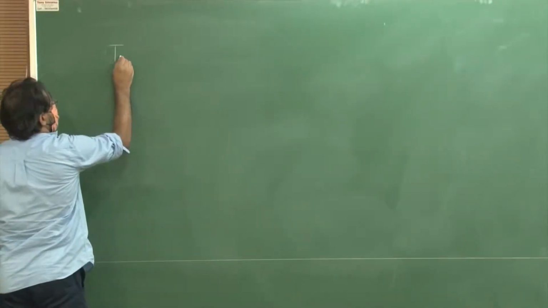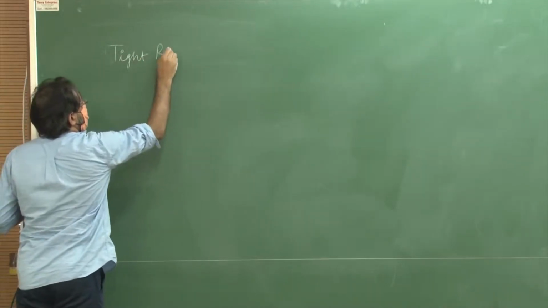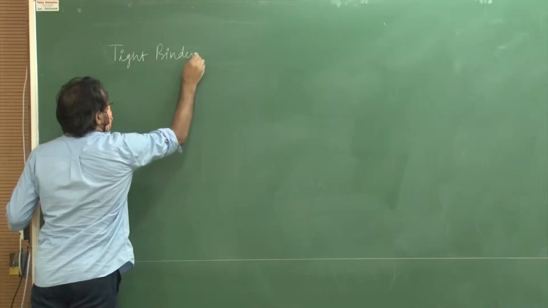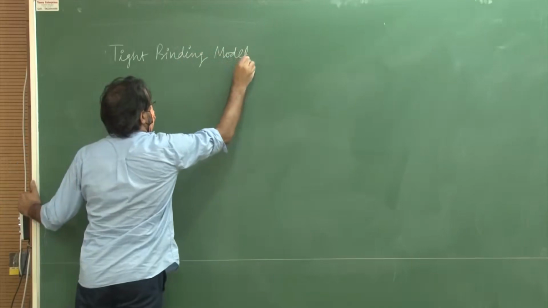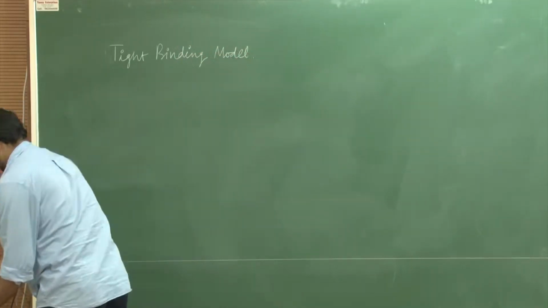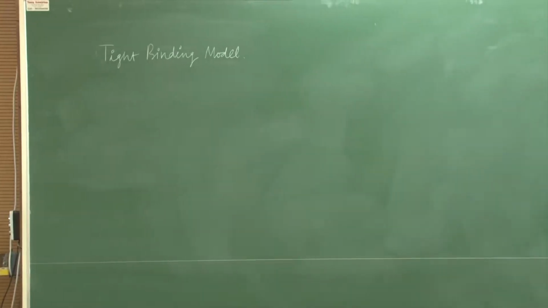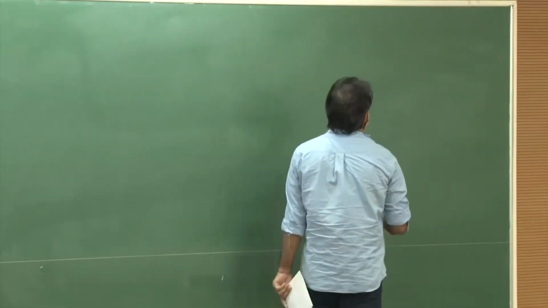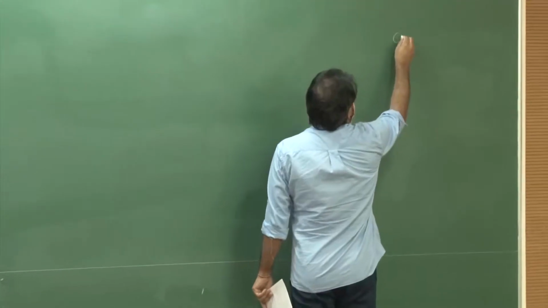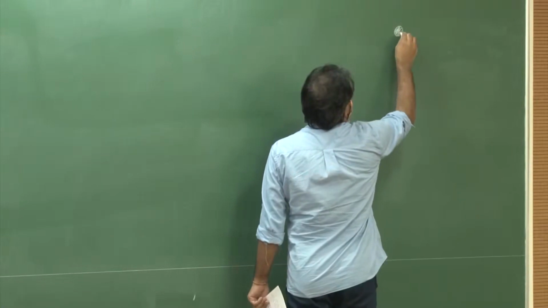So, tight binding model. So, we start with just one atom in isolation, in vacuum, with nothing around it. Here is my atom. So, the core actually of the atom, the positively charged core.